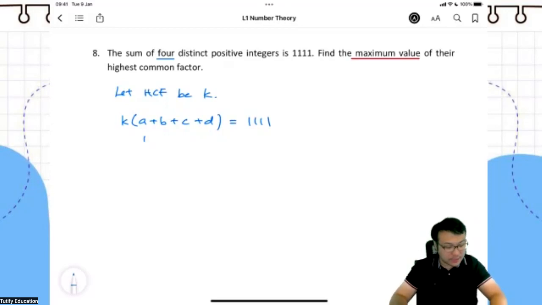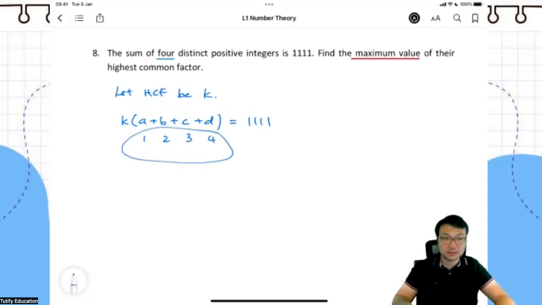What is A? Let's start with 1. What is B? 2. What is C? Just guess. As long as they're all different and as small as possible. 3. What will you guess for D? 4. Okay, they add up to 10, right?